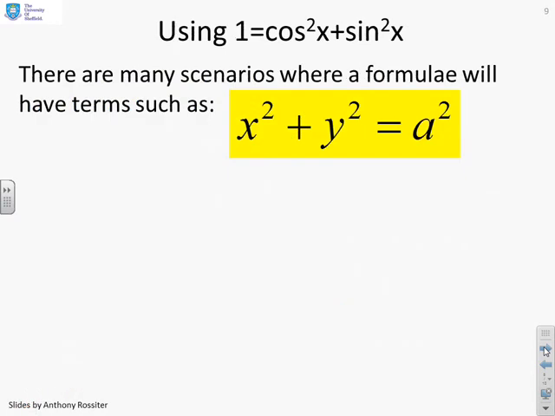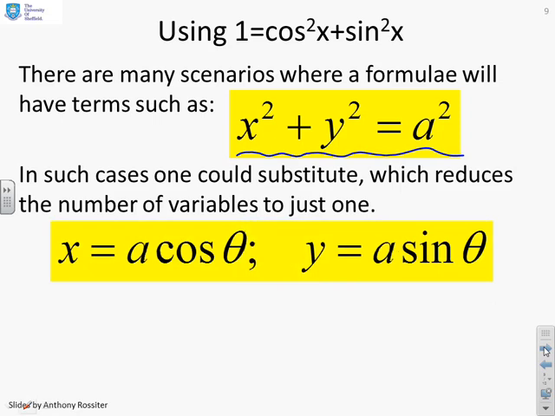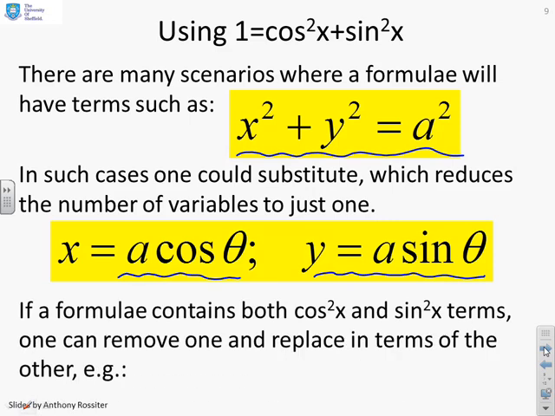Finally then, there are many other scenarios where you might find this formula useful, and one obvious one is the equation of a circle, where you have things like x squared plus y squared equals a squared. And in such case, you can substitute using this formula. So you can do things like write x equals a cos theta, y equals a sine theta, and that gives you a different way of expressing the equation for a circle.